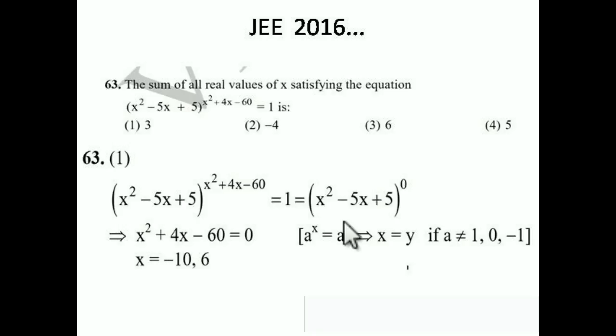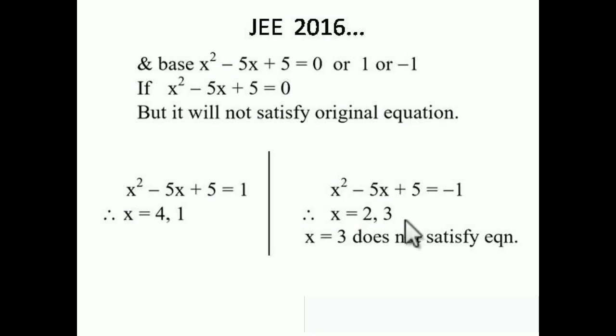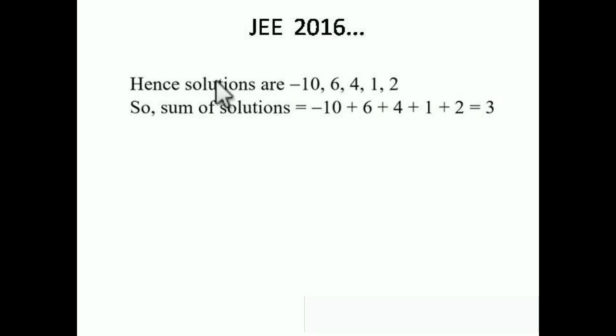So we have 5 values of x: −10, 6, 4, 1 and 2. Now what do we need? We need to find the sum of these values. So the solutions are −10, 6, 4, 1, 2, and if we add them up, it comes out as 3. Understand?